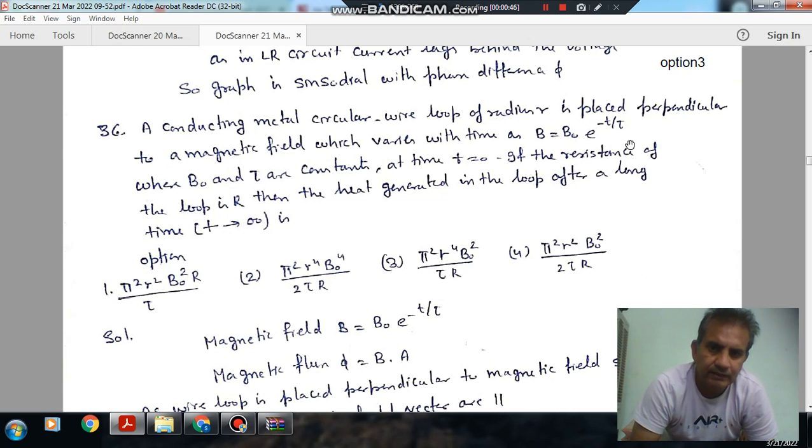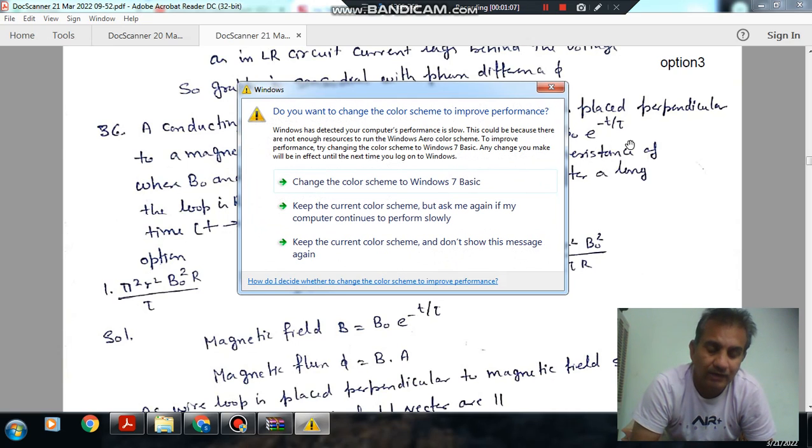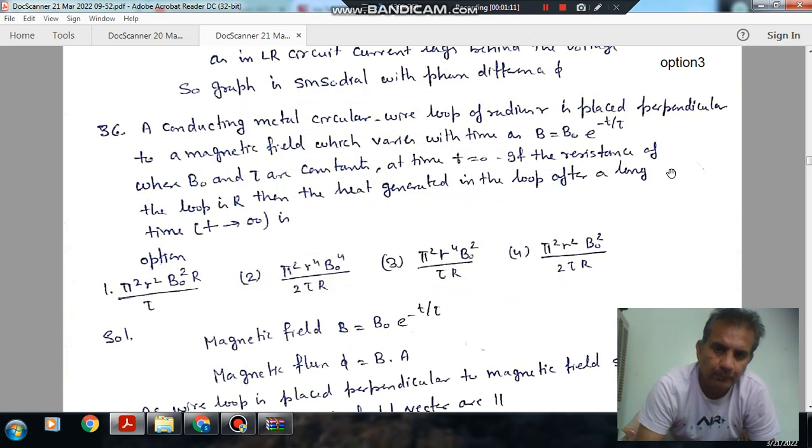then the heat generated in the loop after a long time, t equals infinity, is: option 1, pi square r square B naught square r by tau; option 2, pi square r to the power 4 B naught square by 2 tau r; option 3, pi square r to the power 4 B naught square tau by r; option 4, pi square r to the power 4 B naught square divided by 2 tau r.